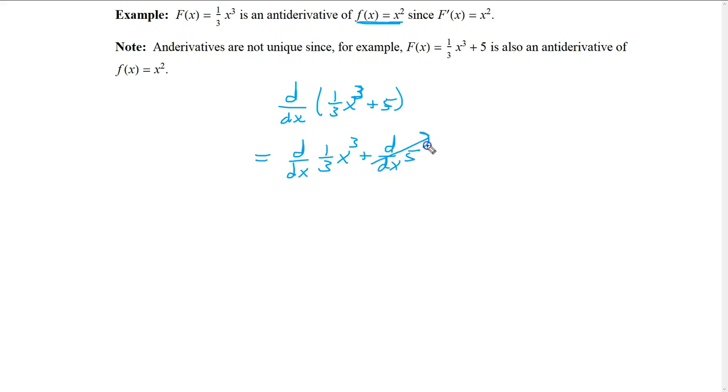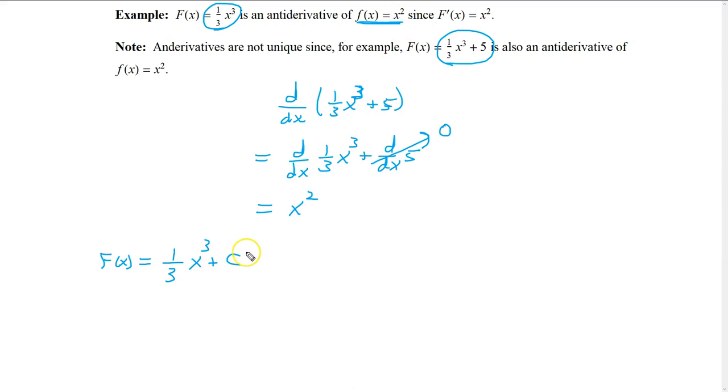So this part right here is just 0, and you get back x squared. So in fact, this is one antiderivative for x squared, and this is another antiderivative for x squared. And in fact, any function of this form, 1/3 x cubed plus any constant, is an antiderivative for x squared.